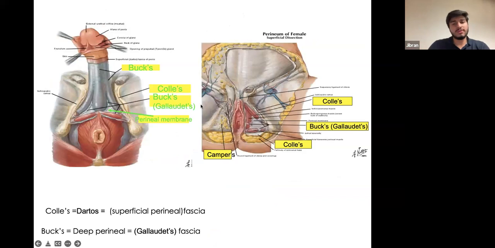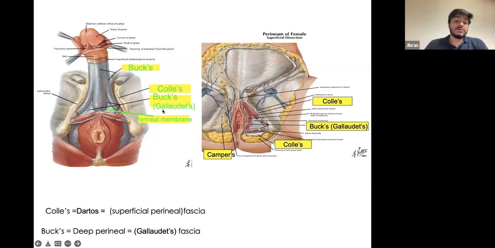Here's another view that the doctor gave. In the male, this is in the male, this is in the female. So in the male, you can see this is Buck's fascia. There's a very strong ligament. If you study urology in 4th year and you study these layers, if you watch videos on it, you can see it's a very tough fascia. Then you have Colles fascia, which we also discussed, which is on top of it, covering it. And then there's more Buck's fascia here.